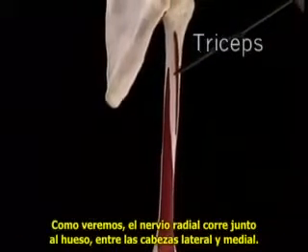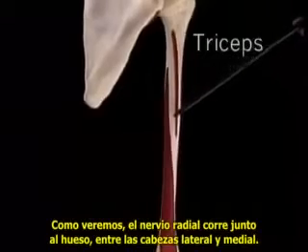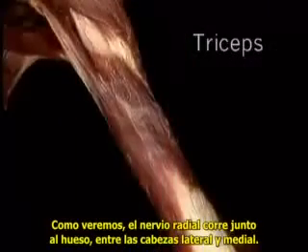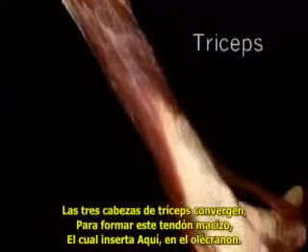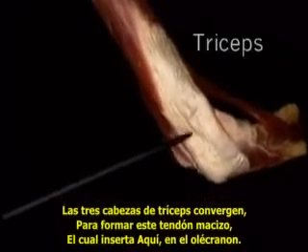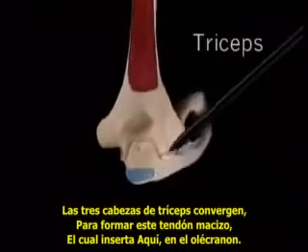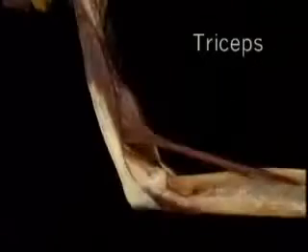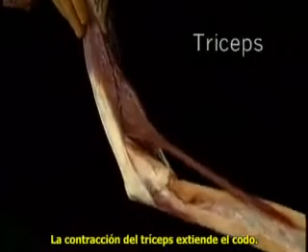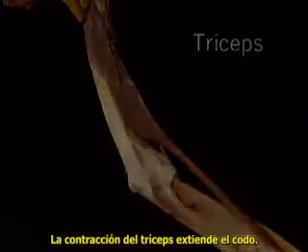As we'll see, the radial nerve runs next to the bone between the lateral and medial heads. The three heads of triceps converge to form this massive tendon, which inserts here on the olecranon. Contraction of the triceps extends the elbow.